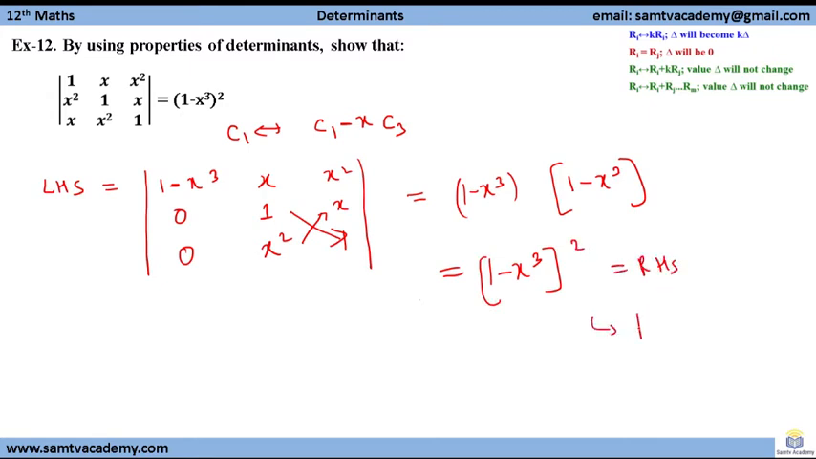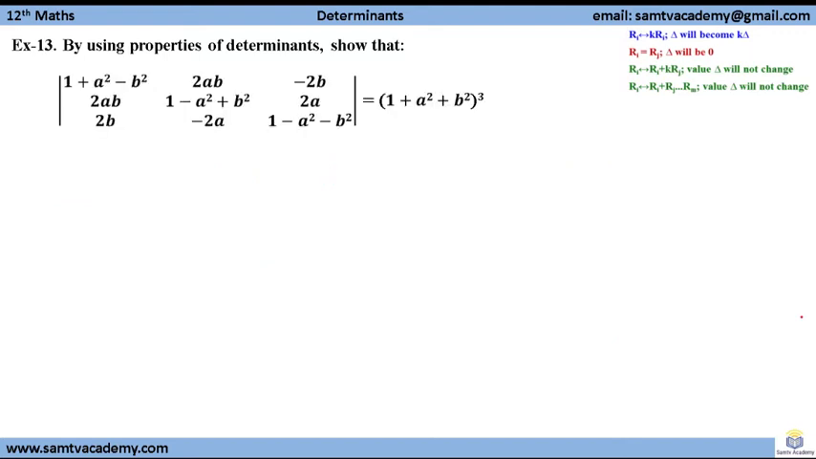So it is very easy. We have proved this in very few steps. Okay, hope you have understood this. Now next, question number 13. It is somewhat lengthy, but we will try to solve this in fewer steps.